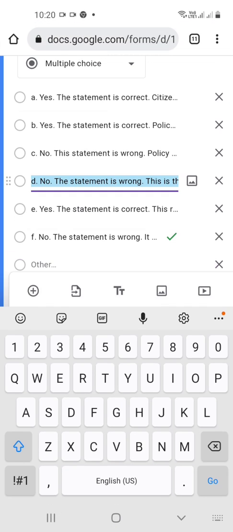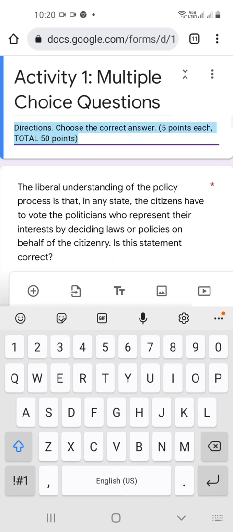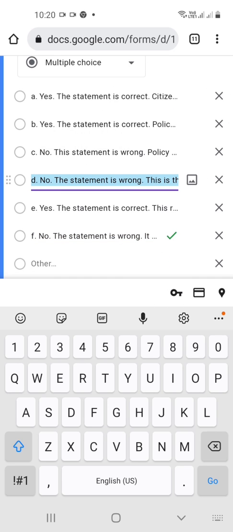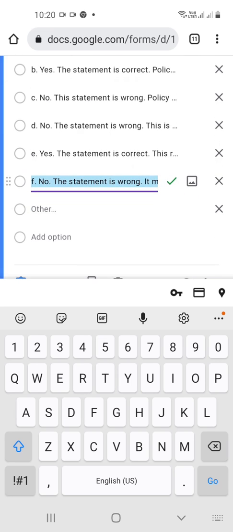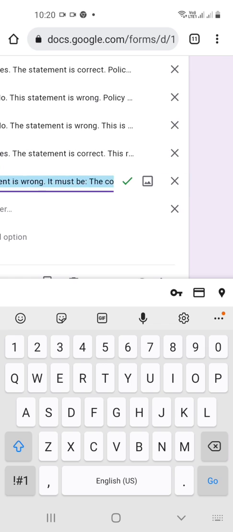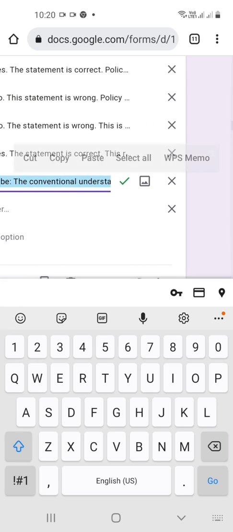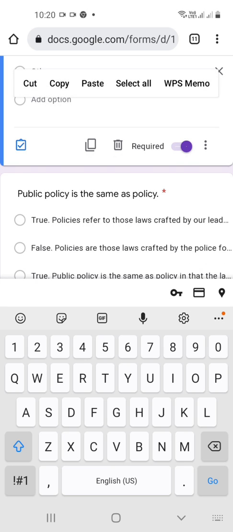The correct answer should have been... oh my goodness, what happened to the problem? This is a problem when you're using mobile phones or gadgets. So we have here, okay, sorry, we have here the check mark for the correct answer. So the statement is wrong. It must be the conventional understanding. Okay, conventional understanding of the policy process, so that should have been your answer.